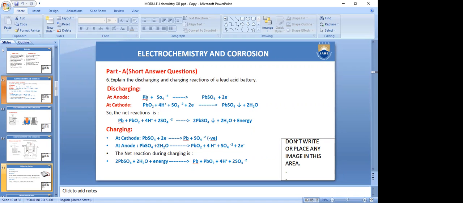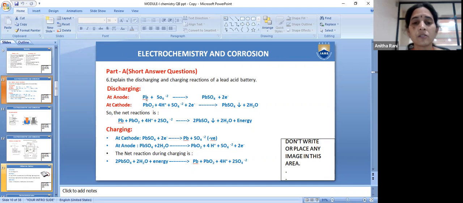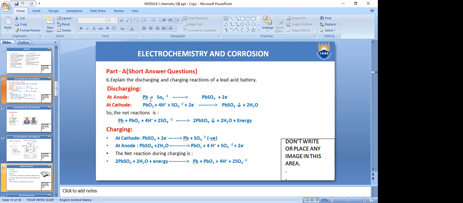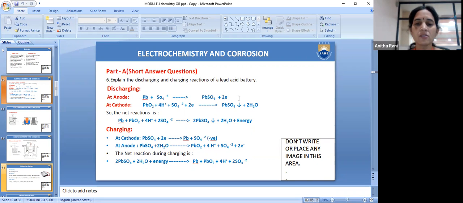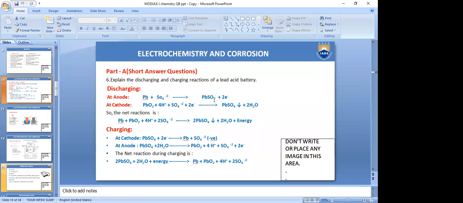Just electrons. Reduction of electrons, ma'am. What is an oxidation reaction? The one which loses electrons. Losing of electrons, ma'am. So lead will lose electrons, undergoing an oxidation reaction.